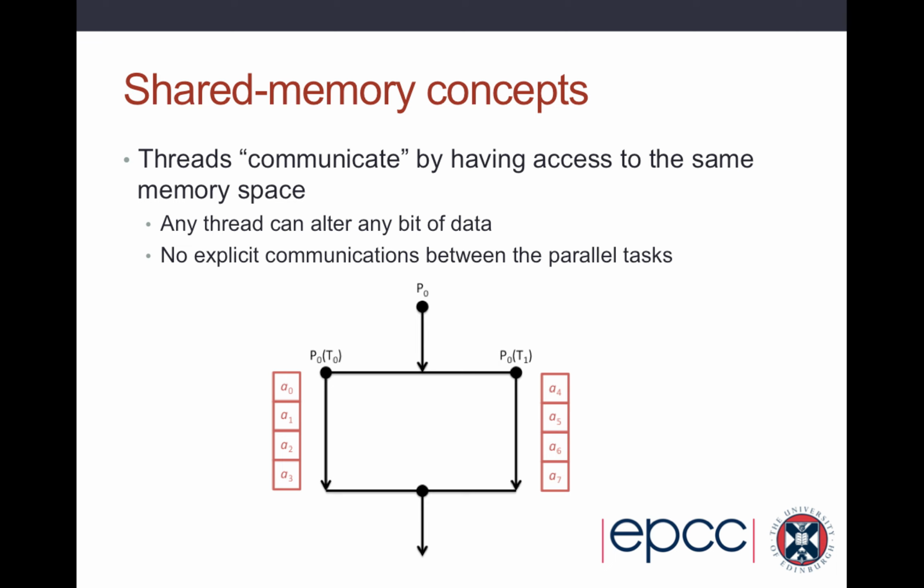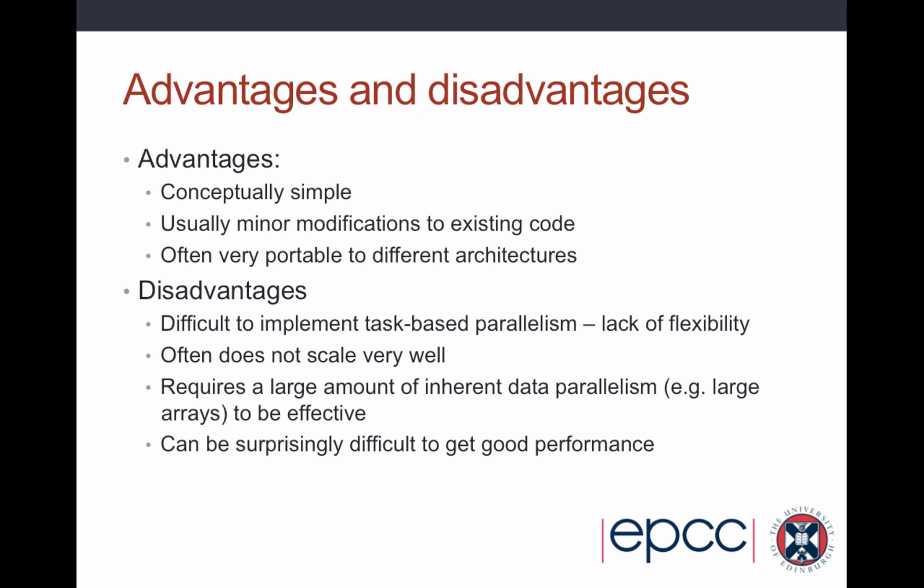Any thread can alter any bit of data, and that actually introduces complications in programming because you have to be very sure of what the state of memory is before you go altering any bits of data in it. So the advantages are that it's conceptually very simple. Most people understand shared memory programming, at least at a high level, without too much difficulty. Usually you only need very minor modifications to existing code to take advantage of it.